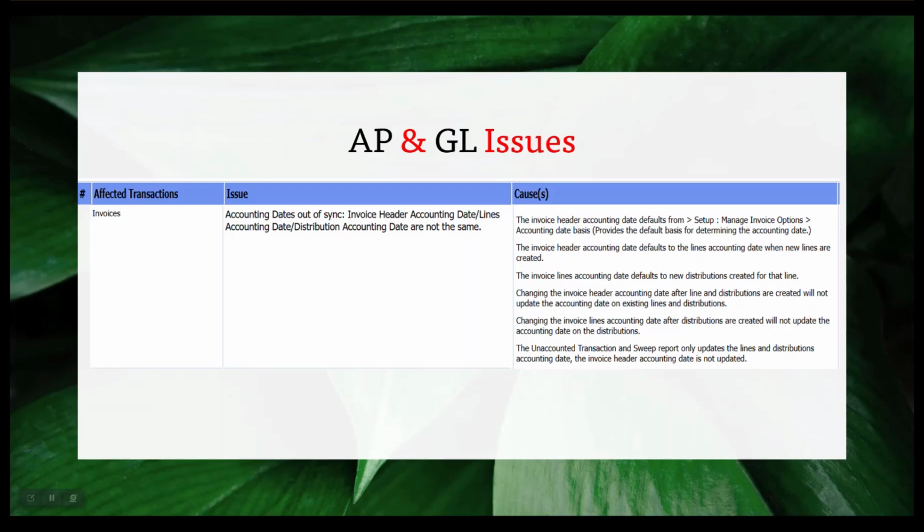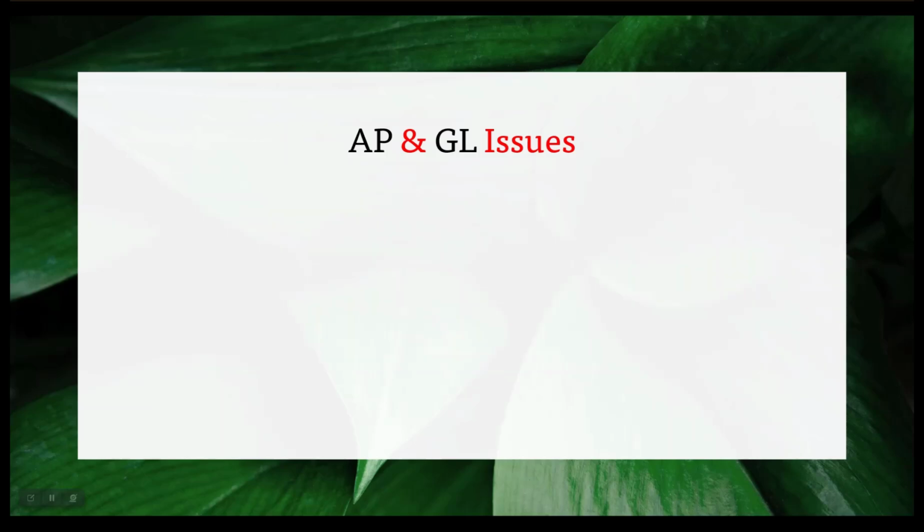So in this case you can run the accounting sweep report. As you know, the sweep report will move or transfer all unaccounted transactions to the next first open period. If you cannot update for some reason, you can sweep this transaction to the next period. So in the next period, the dates on line and distribution will be the same, and at that time your issue will be resolved. What next?